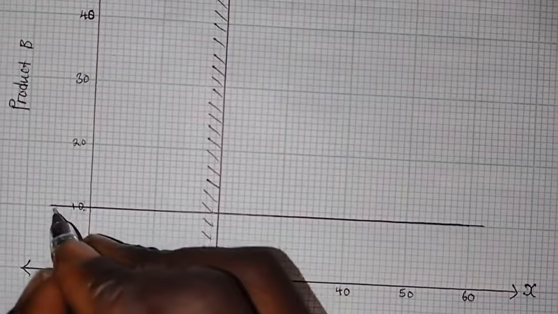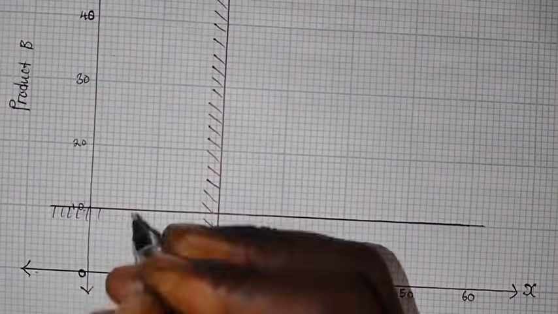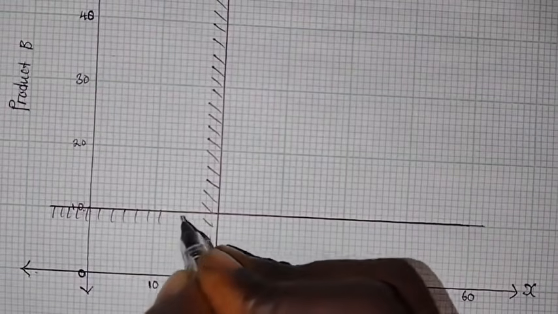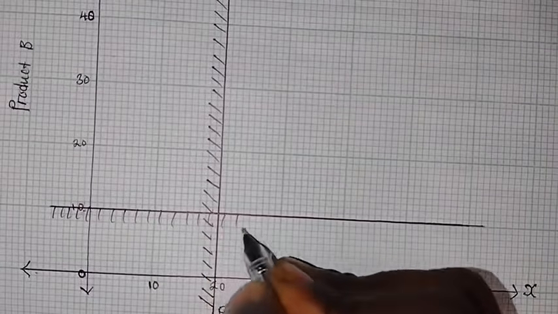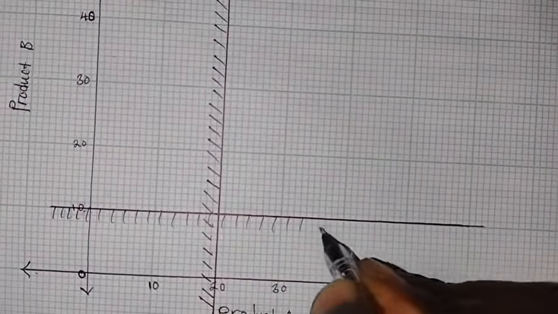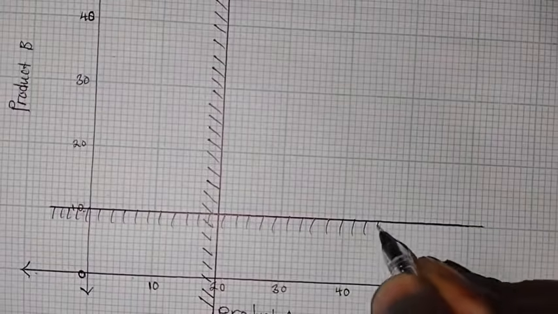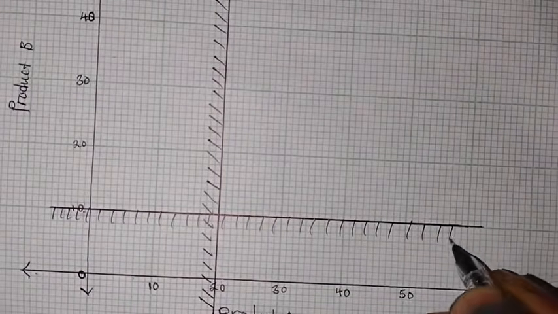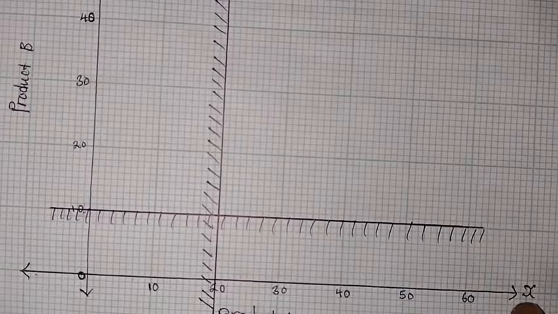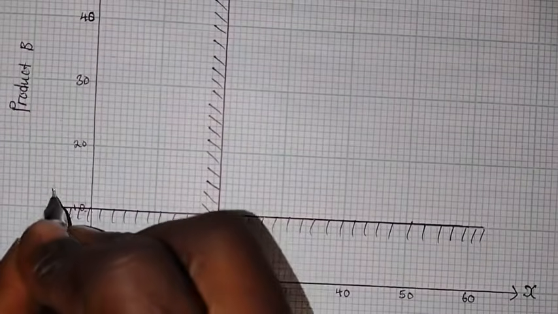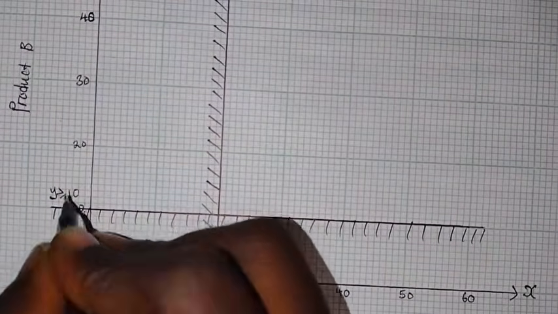So this is where we are going to do what? This is where we are going to shade, because the instructions in the question are saying we need to shade the unwanted region. So this is the unwanted region. So I hope it's clear. So this is the line for y is greater than or equal to 10.